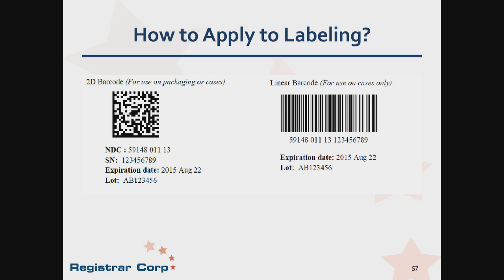The Act requires that each package and homogeneous case of product in the pharmaceutical distribution supply chain bear a product identifier in both a human-readable form and on a machine-readable carrier. A 2D barcode may be used for a package or case. A linear barcode can only be used on a case. The product identifier is composed of a standardized numerical number that includes the NDC number and a serial number. The product identifier also must include the lot number and expiration date.